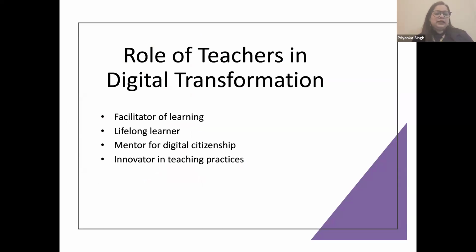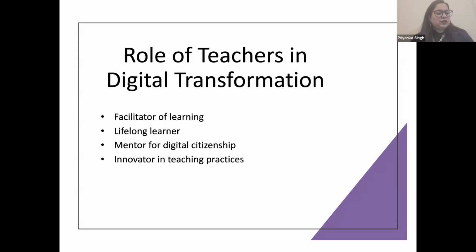This caught my attention to a great detail. What is the role of a teacher in digital transformation? Am I there as a facilitator of learning? Am I only there as a lifelong learner, learning for myself? I have learned today that I can design a presentation online as well. I'm done. But what is next? Am I just a mentor for digital citizenship, or am I there as an innovator in teaching practices?